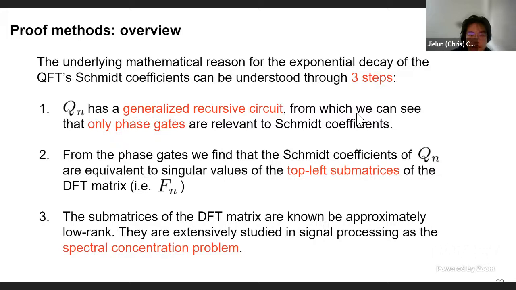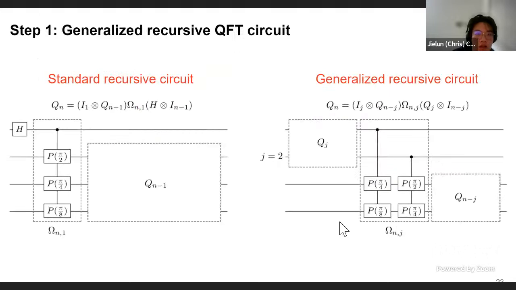And from the phase gates, we find that the Schmidt coefficients of Qn are actually equivalent to singular values of the top left submatrix of the DFT matrix, which I refer to as Fn. So the submatrices of the DFT matrix are actually known to be approximately low rank. They are extensively studied in signal processing as the spectral concentration problem. This is something you can just search online, and there's a wiki page about this problem. So let's talk about the first step.